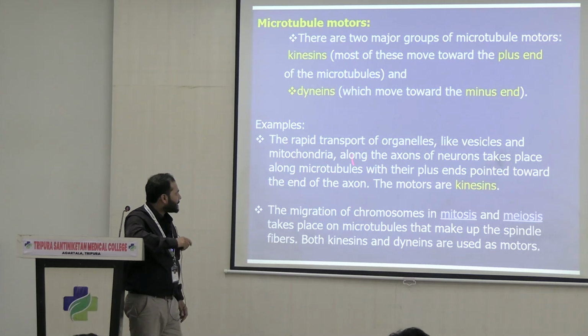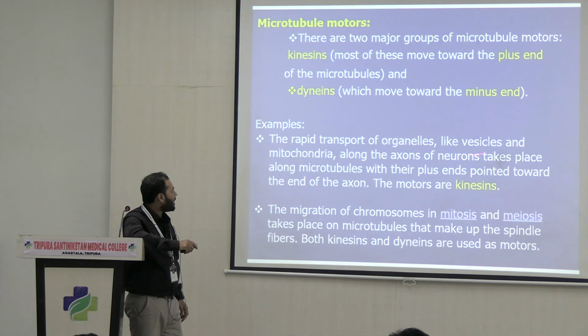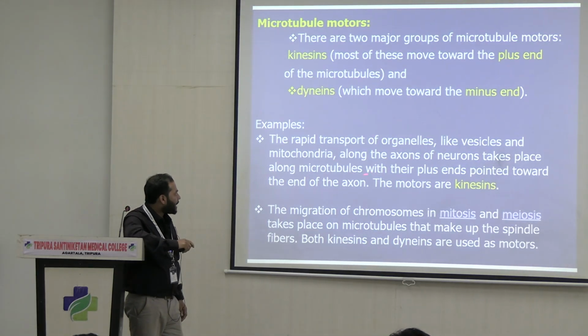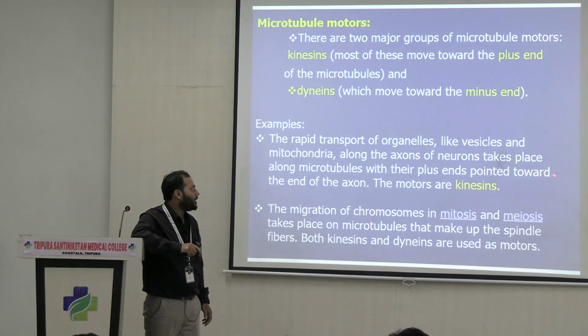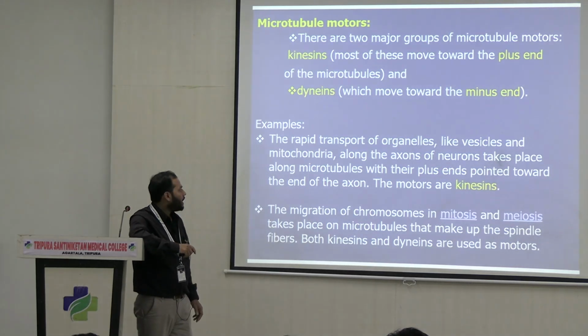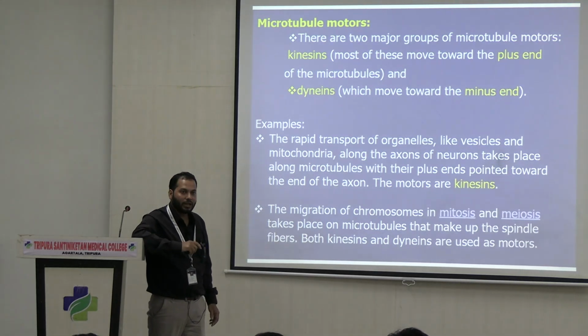The common examples, as I've already mentioned, the rapid transport of organelles like vesicles and mitochondria along the axons of the neuron takes place along the microtubules with their plus end pointed towards the end of the axon, and here the motor protein is kinesin.